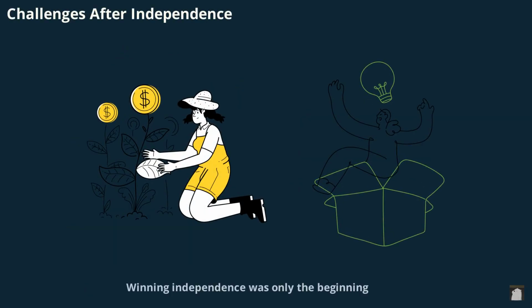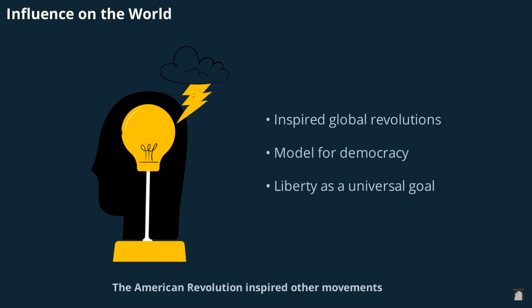Winning independence was only the beginning. The new nation faced challenges such as political divisions, economic instability, and conflicts with other countries. Overcoming these obstacles required compromise, innovation, and a commitment to the principles of democracy. The American Revolution inspired other movements for independence and democracy around the globe. From France to Latin America, people looked to the United States as a model for their own struggles. The ideals of liberty and self-determination became universal aspirations.